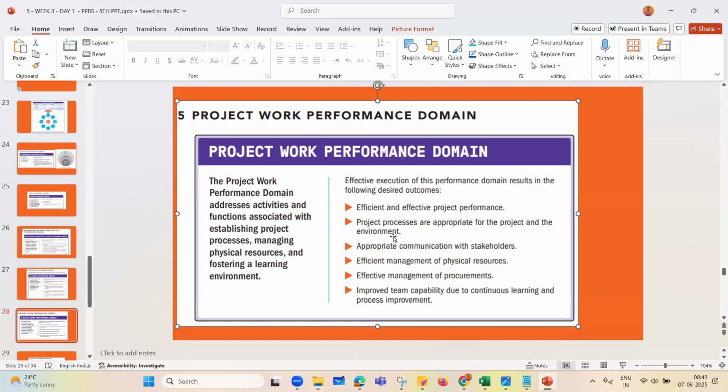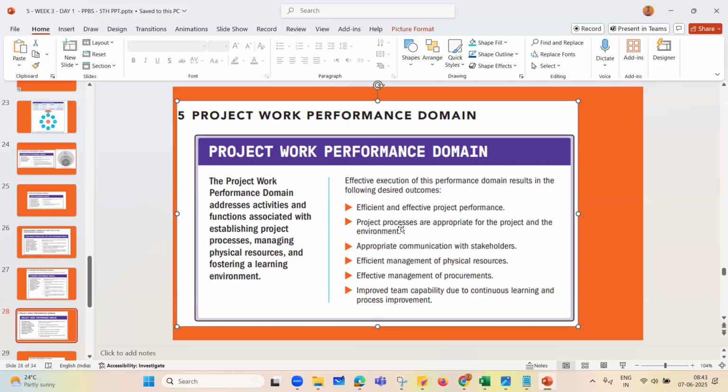For the organization, you will be most reliable because you have taken everything almost to the finish line, and that's what you are trying to meet when it comes to project performance towards efficiency and effectiveness, and the project processes are appropriate for the project and the environment.